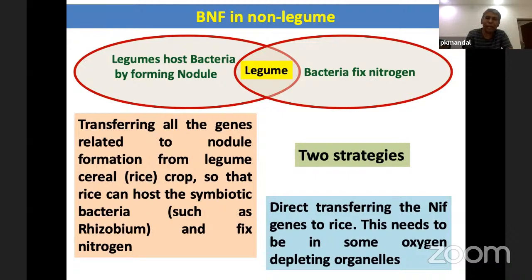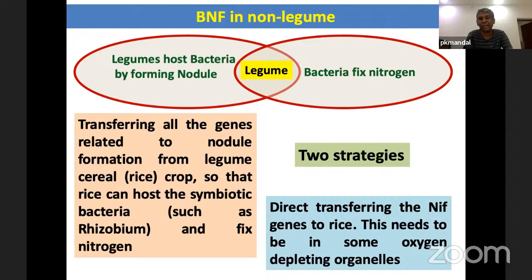So we are giving a congenial atmosphere for the rice plant root to form the nodule where the rhizobium will come. In the soil rhizobium is there, even inside the plant rhizobium is there, but they are not able to form the colony, they are not able to fix, because they don't have a nodule. So we are transferring the gene to form the nodule in rice.